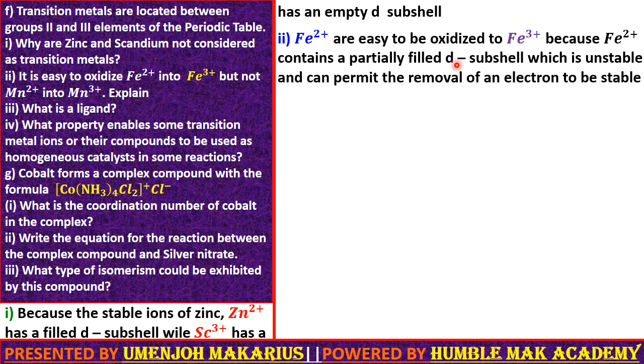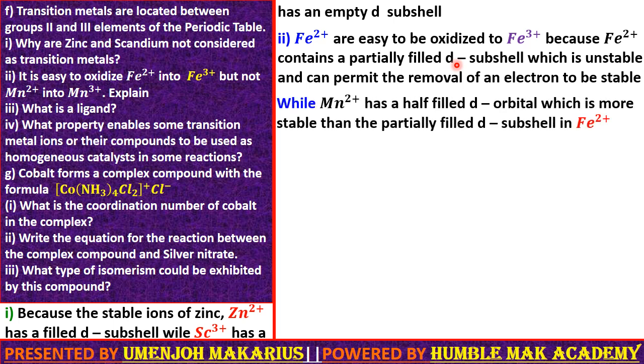Okay. But friends, whereas for the manganese 2+ ion, guys, it has a half-filled d orbital which is more stable than the partially filled d orbital in Fe2+. So since manganese 2+ already has a half-filled d orbital which is more stable, it does not easily undergo further reactions to change its oxidation state because it is stable.